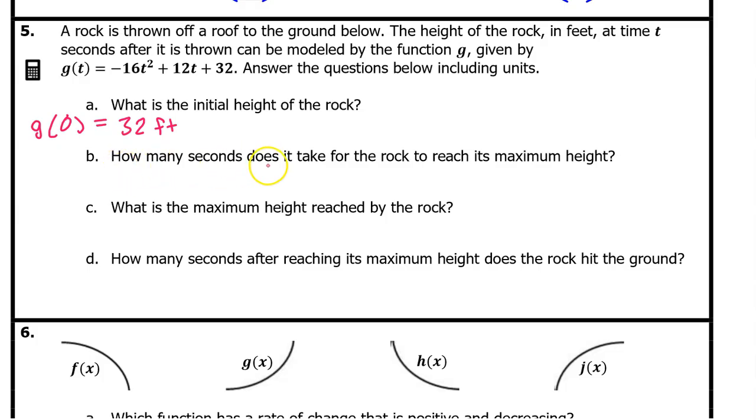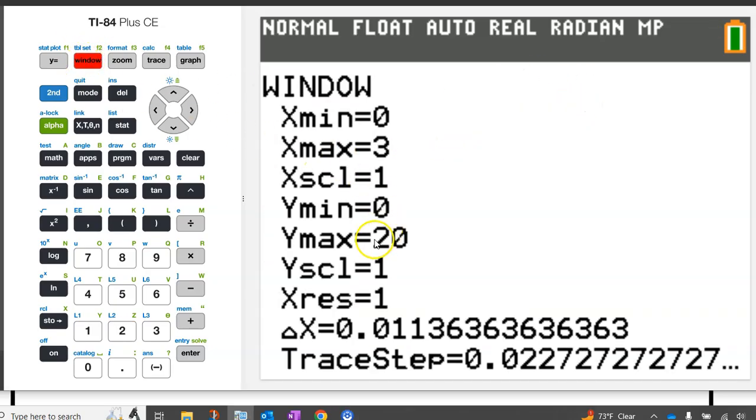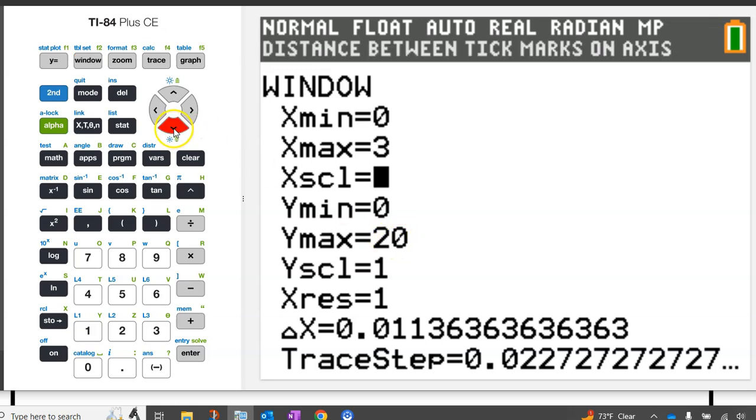Part B, how many seconds does it take for the rock to reach its maximum height? To the calculator for this. Before you graph, you always need to adjust the window. The height of the rock is initially 32. So we know it's going to go higher than that. So we need to adjust the y max to be higher than 32. Let's go with 50, which will probably be fine.